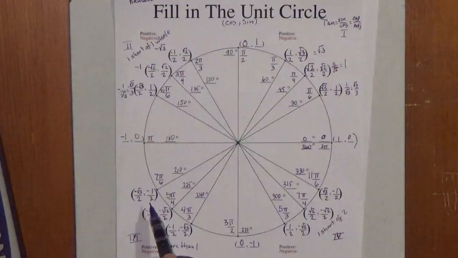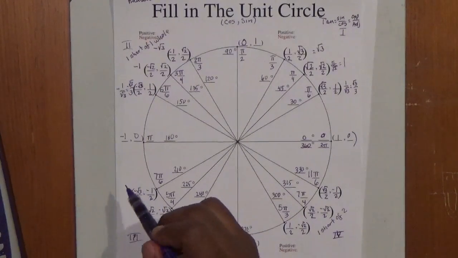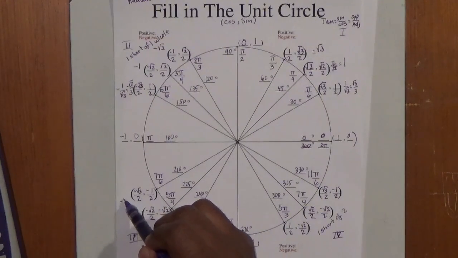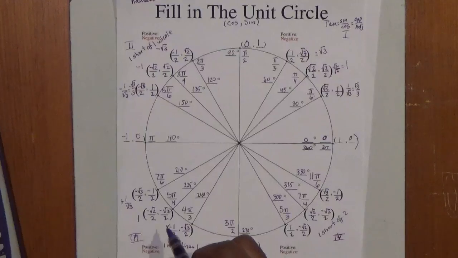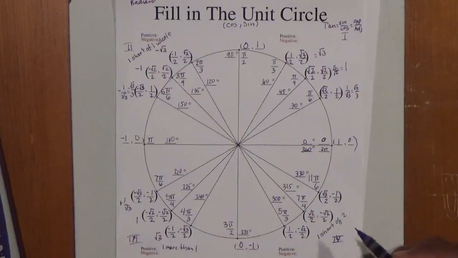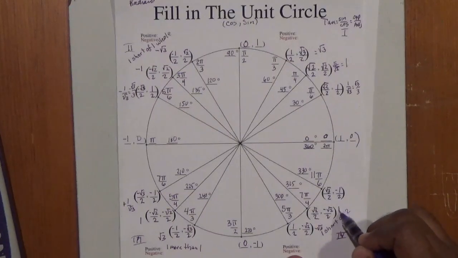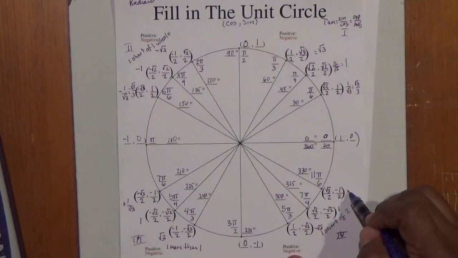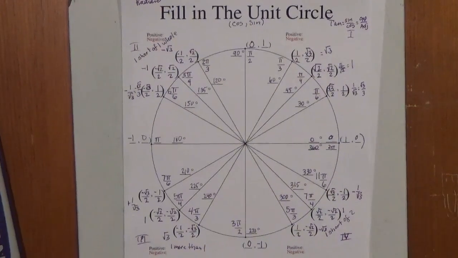All right, same thing for this quadrant. Everything tangent is positive in the third quadrant. So let's go again, positive 1 over root 3, positive 1, and root 3. And here they're negative, so negative root 3, 1, and negative 1 over root 3. All right, and that's the whole unit circle.